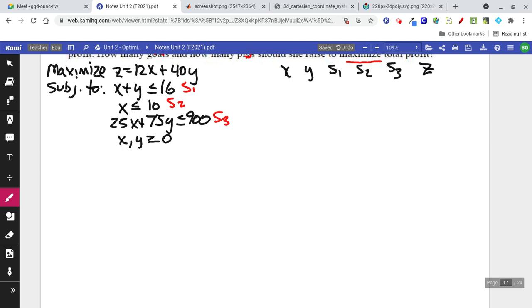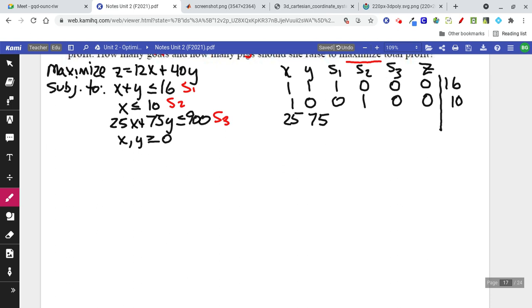So go to your first inequality. You've got x plus y plus S1. You don't have any S2, S3, or z, and then it equals 16. Remember what a slack variable does. It changes an inequality into an equals. We needed that for this matrix, for that vertical bar. The second one says 1x. There are no y's and no S1s, but there is an S2. No S3, no z, and it equals 10. Third one, 25x plus 75y. No S1, no S2, we've got an S3, and it equals 900.